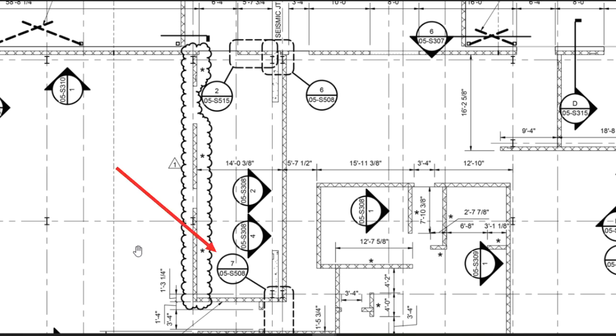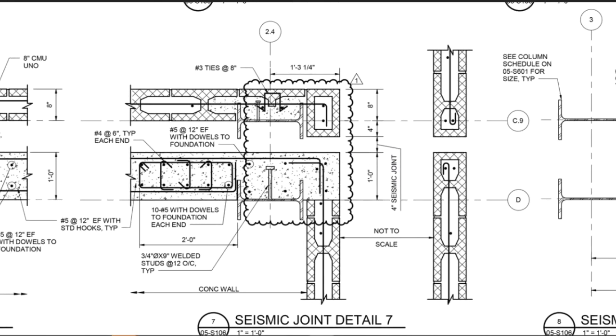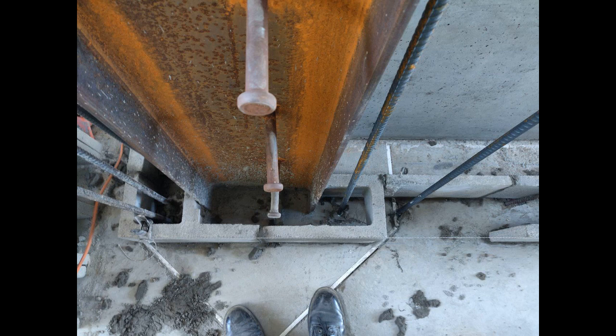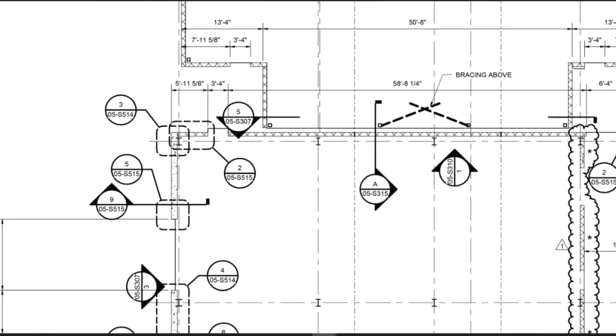Moving forward, let's review detail 7 on drawing 05S508. This detail shows grouted CMU wall to structural steel column, column with 3/4 inches welded studs, horizontal and vertical reinforcement details, CMU wall ties, wall's location, size, and dimensions. Also you can find 4 inches seismic joint. In the attached picture you can see the wall erection is in progress, with ties and horizontal reinforcement not placed yet. Let's go back to the plan view and look into the cut through the wall detail.